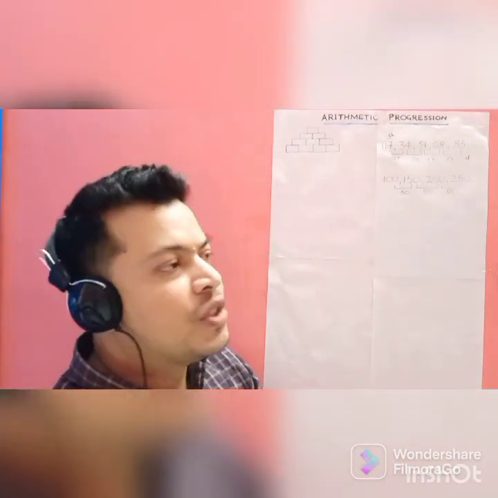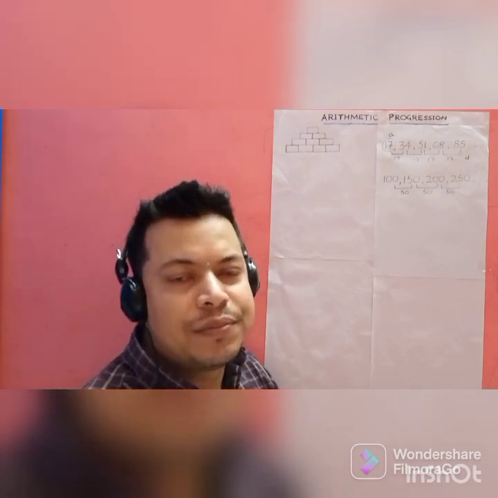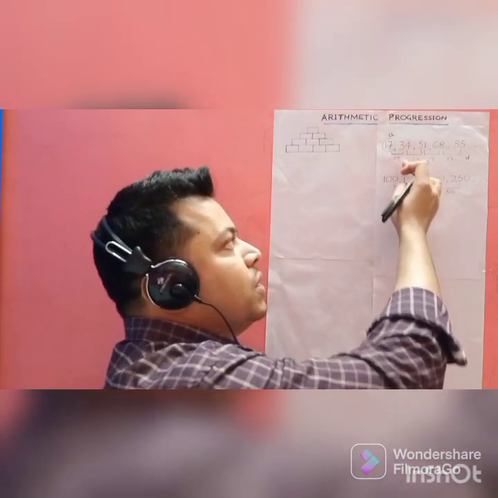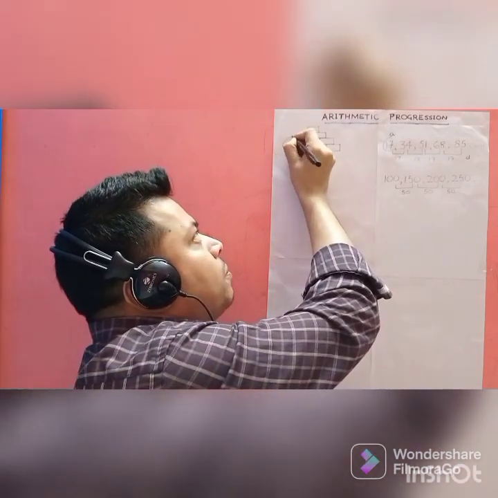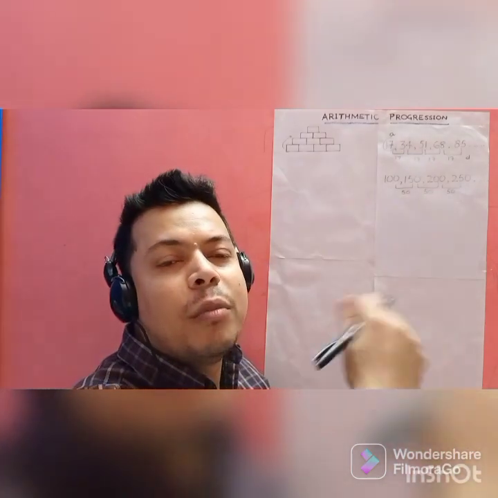Now, moving to the next point, the common difference. Common difference is of three types. Firstly, positive common difference. Secondly, negative common difference. And lastly, zero common difference. These two examples show positive common difference. And if you want to study negative common difference, then we can take the example of these bricks. If we move from bottom to top, the number of bricks is decreasing, but the common difference is the same. So this is an example of negative common difference.